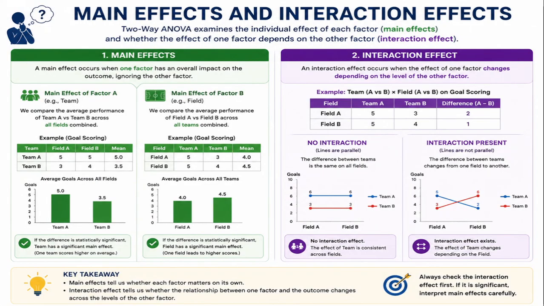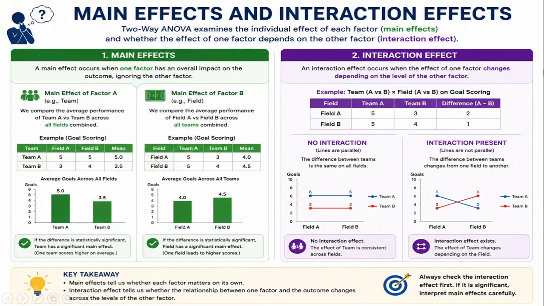So to get it clearly, let's take some examples here. So we have our teams, team A and then team B, and we also have our fields, field A and then field B. So the main effect comes in, we take the main score, so average score of team A and then average score of team B to check whether there is differences in their scores. That is one main effect.